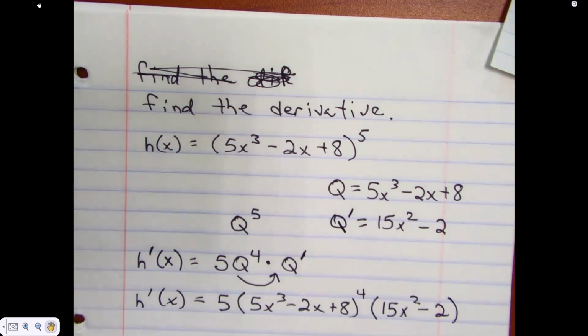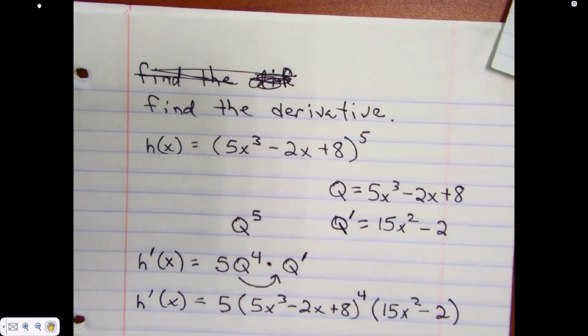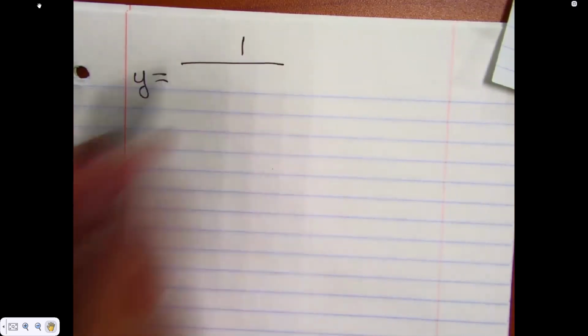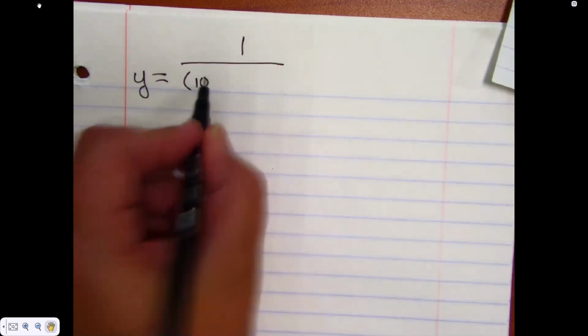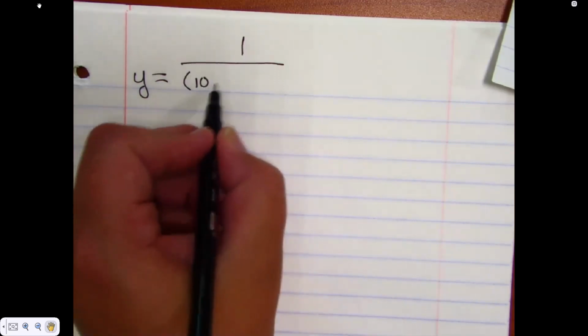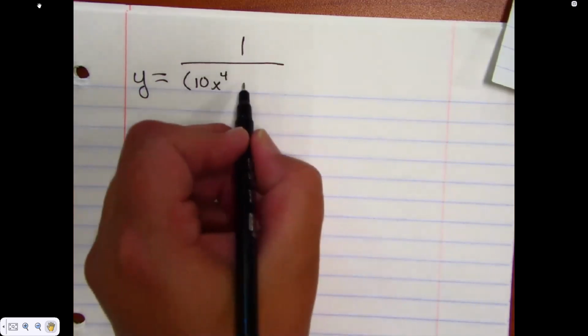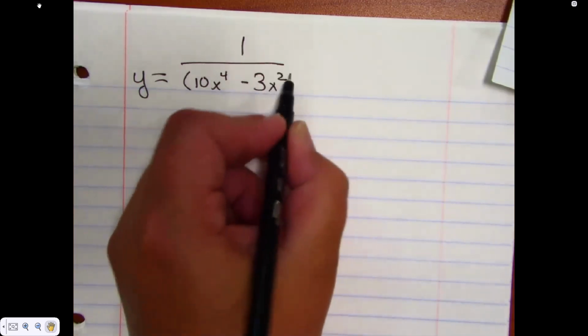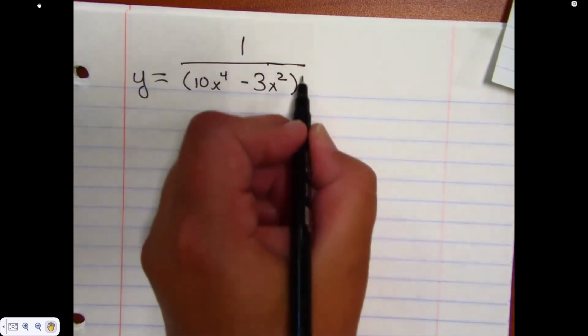What do we think? Today it's not going to get too much harder. Let's just talk about it. It can look a little different. Then we've got to add trig, right? When in doubt, make it harder with trig. All right, y equals 1 over, so it's a fraction, 10x to the 4th minus 3x squared, and then this to the 8th power.